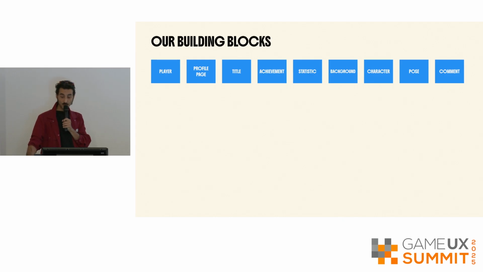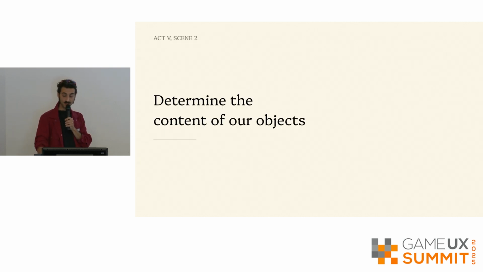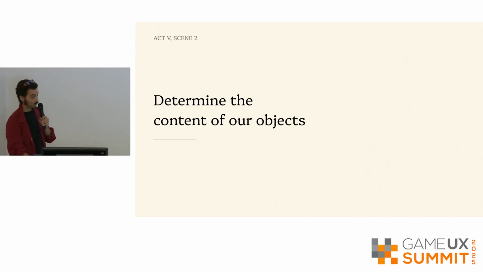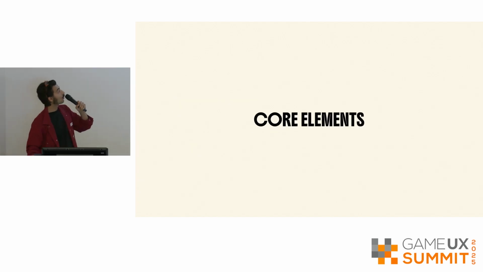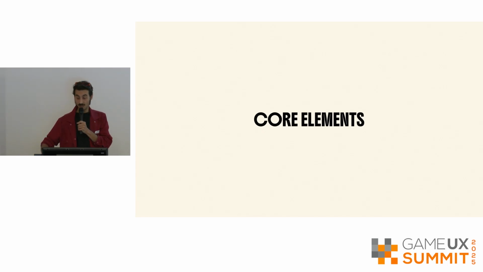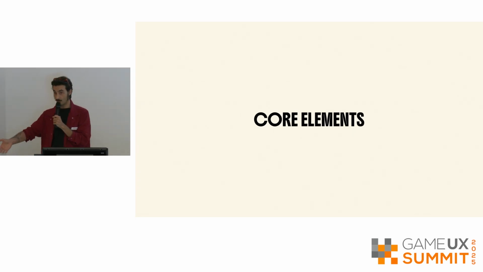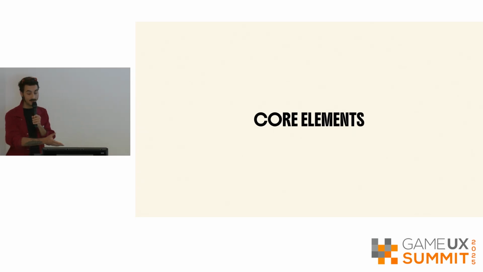They cannot be removed from the system without losing its core value. Simple. Next, we need to determine the content of those objects, the most granular elements that make them up. First, we start with core elements. Now, core elements refer to attributes that are unique identifiers of an object, and they define it as a unique occurrence.